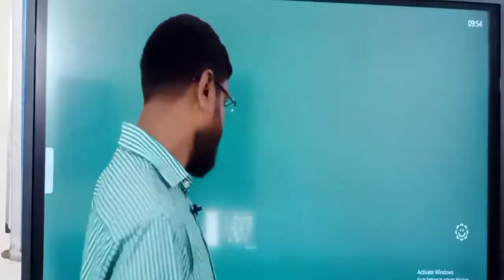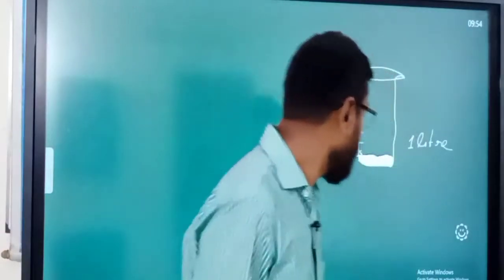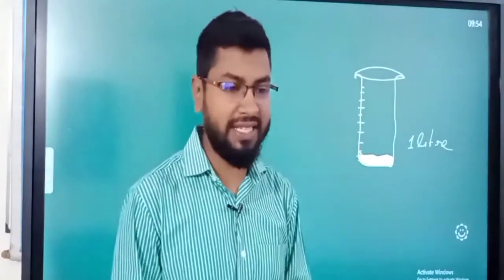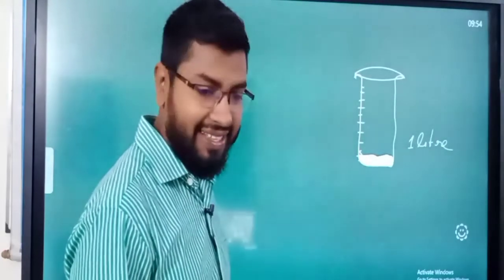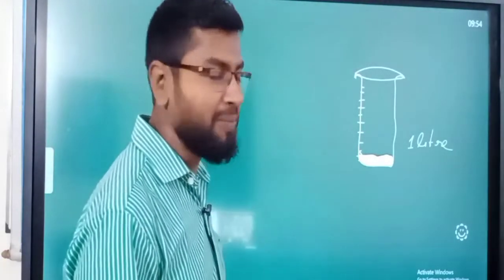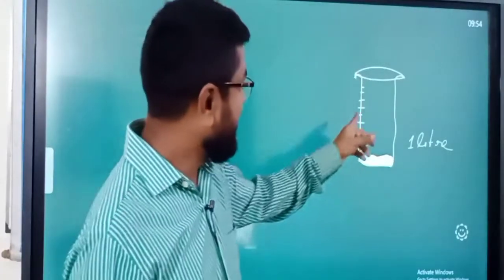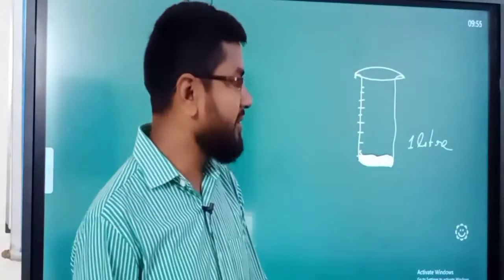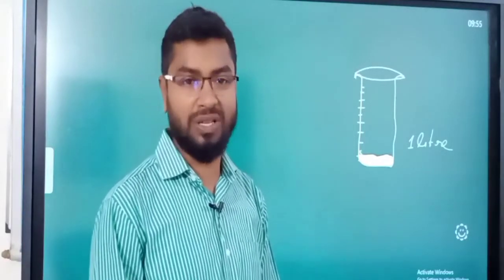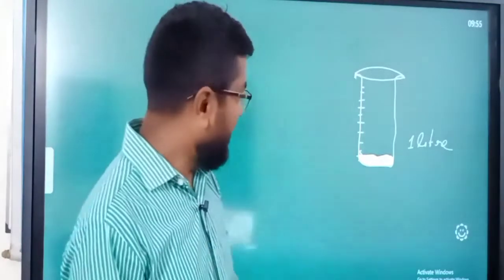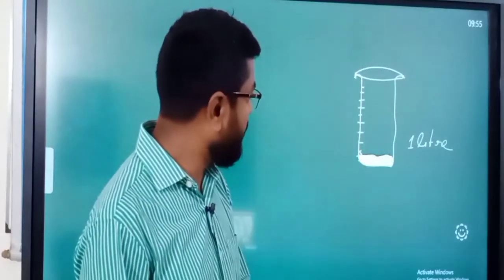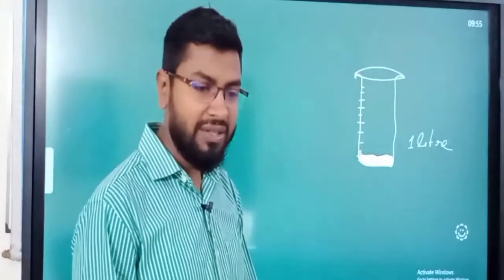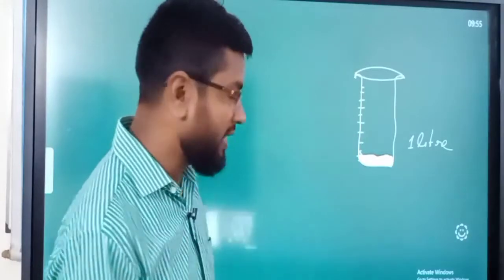See, can you see what it is? Yes, this is a jar. Actually, it can contain 1 liter of water. But we have observed that it is not full of water. So it is a little amount of water.